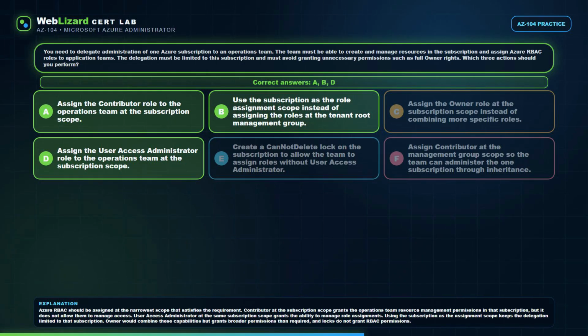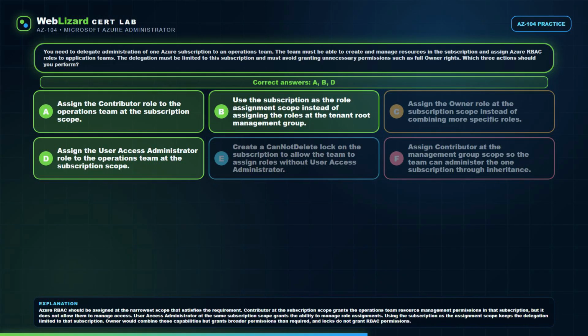The correct answers are A, B, D. Azure RBAC should be assigned at the narrowest scope that satisfies the requirement. Contributor at the subscription scope grants the operations team resource management permissions in that subscription, but it does not allow them to manage access. User access administrator at the same subscription scope grants the ability to manage role assignments. Using the subscription as the assignment scope keeps the delegation limited to that subscription. Owner would combine these capabilities, but grants broader permissions than required, and locks do not grant RBAC permissions.